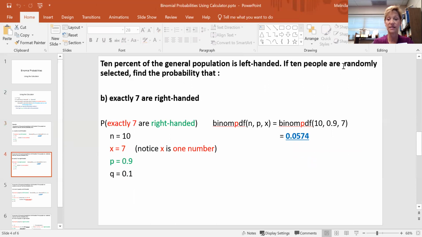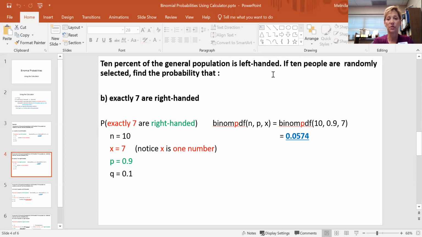So now let's look at this next problem. 10% of the population is left-handed, still picking 10 people. But now I want the probability that exactly 7 are right-handed. Sometimes they'll switch the category on you in the problem that they're asking from what they've got written in the word problem. So that's one of the reasons for making you write it out. I'm trying to find the probability that exactly 7 are right-handed.